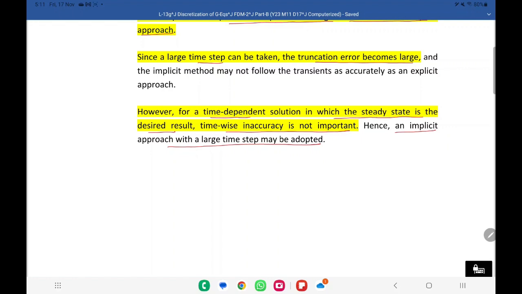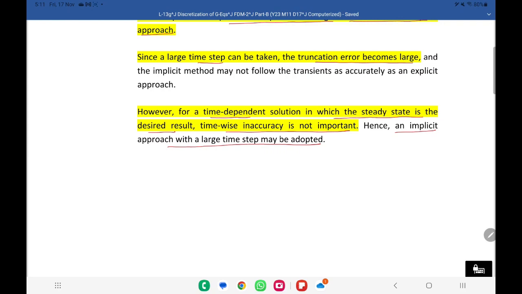That becomes implicit formulation, and that formulation we have to solve by matrix. But what we find is that, because we can increase the time step, you have to do less calculation in the implicit form as compared to the explicit form. So sometimes you prefer implicit form.